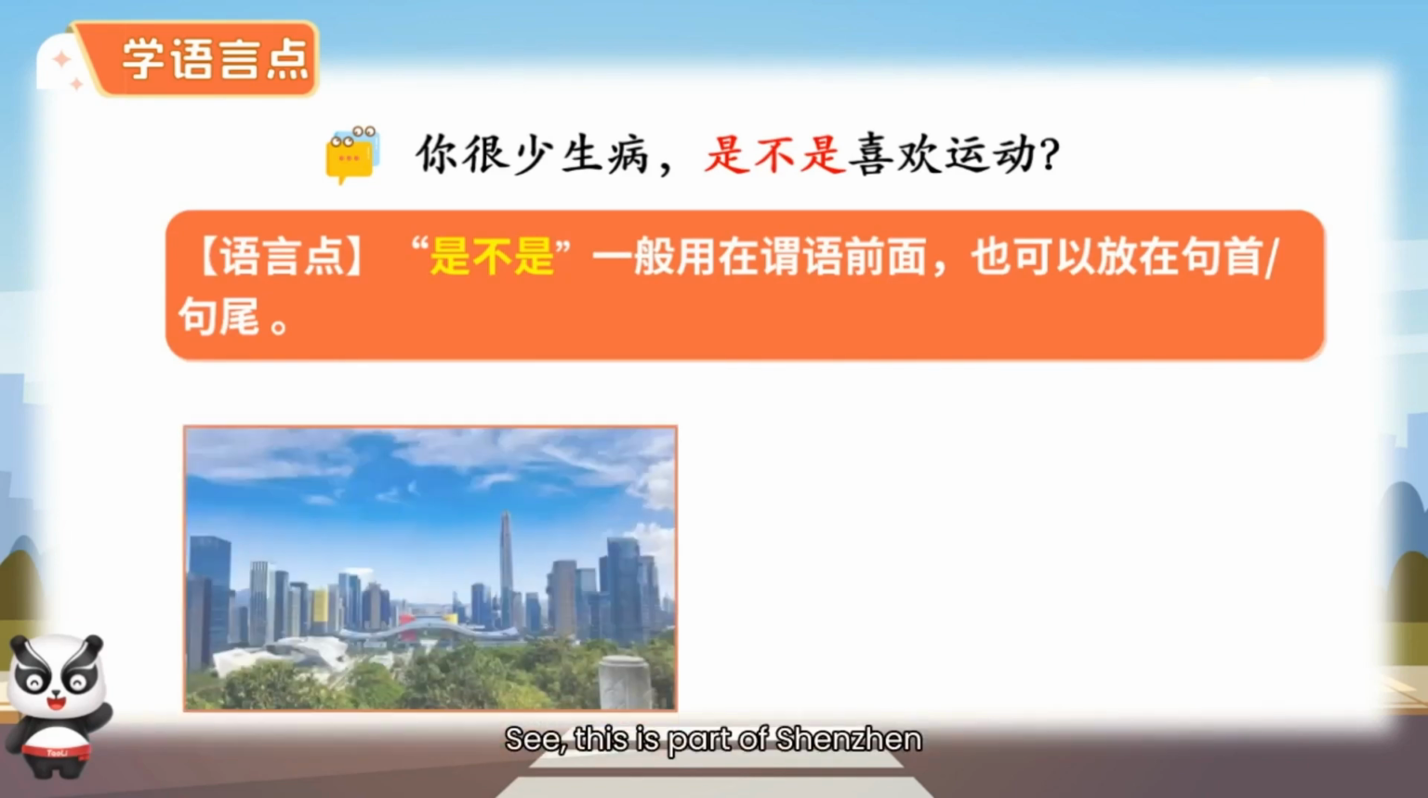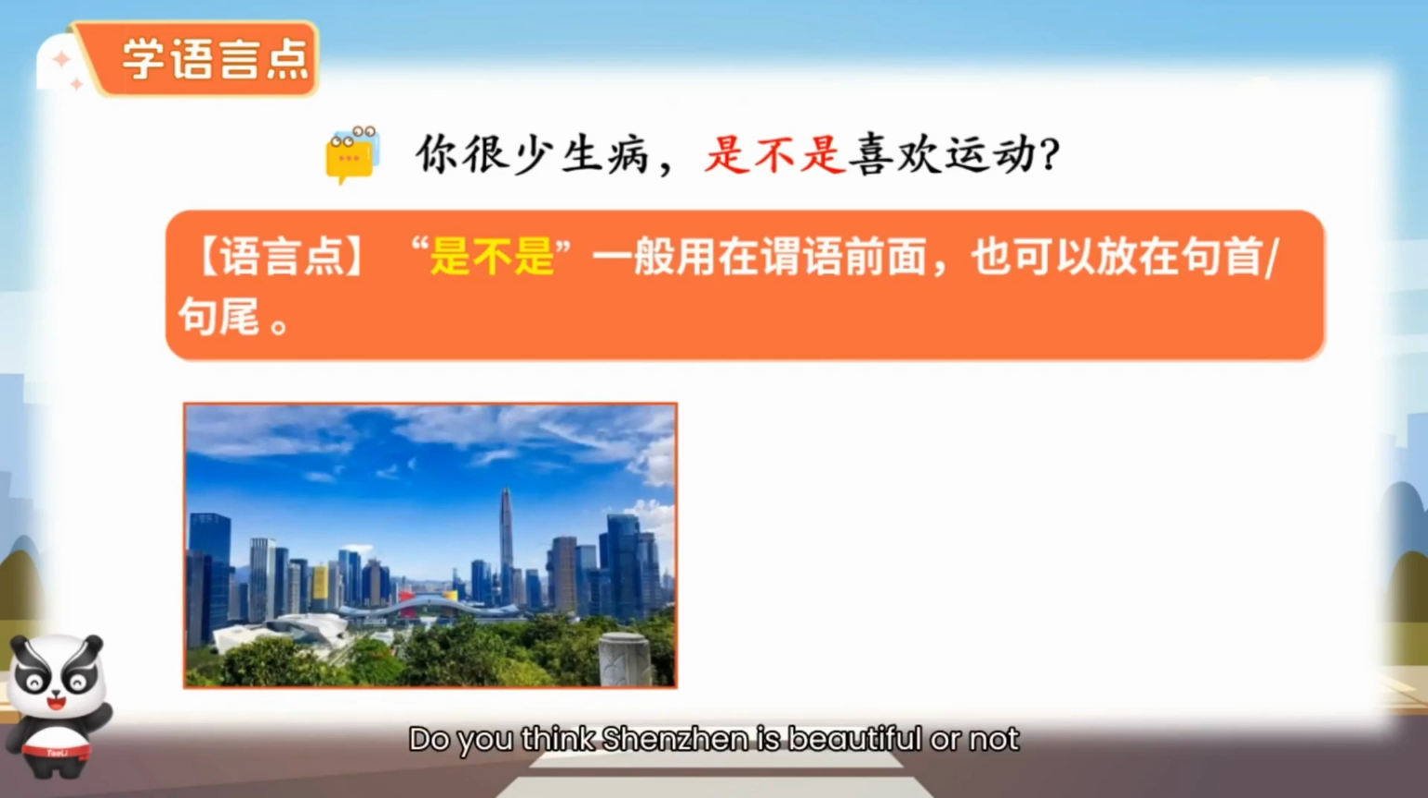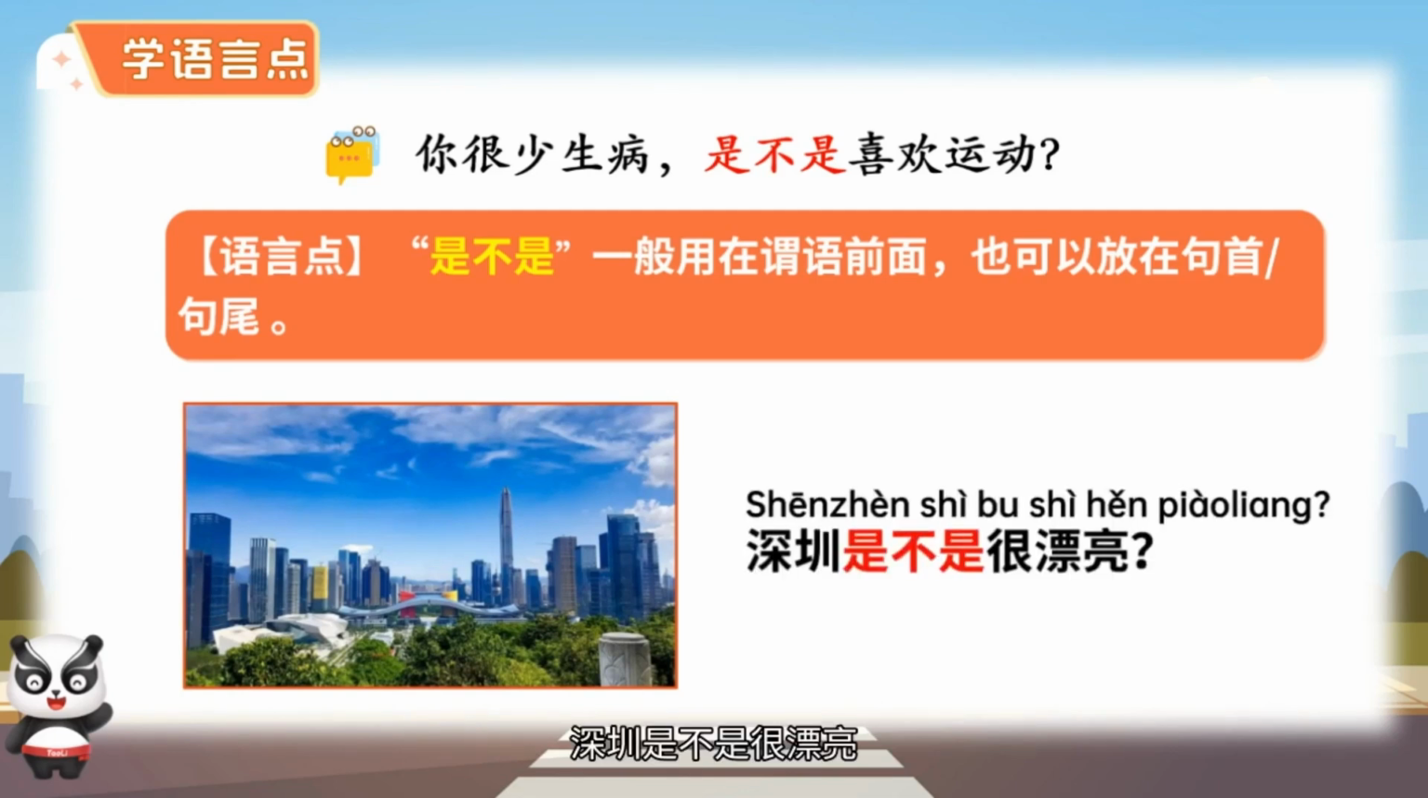See, this is part of Shenzhen. Do you think Shenzhen is beautiful or not? Then you can say, 深圳是不是很漂亮？ Besides that, you also need to pay attention to the tone. 是不是 The middle character, 不 should be pronounced lightly. And the last word, 漂亮 should be pronounced lightly as well. You got it? Let's move on to the next language point.